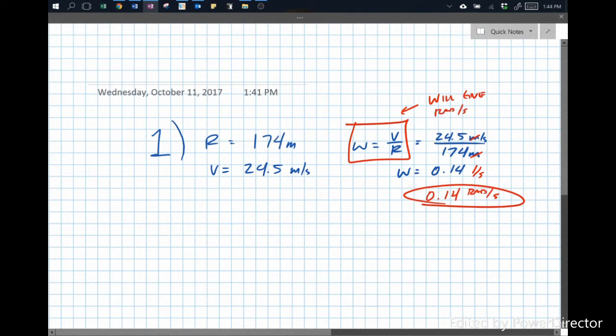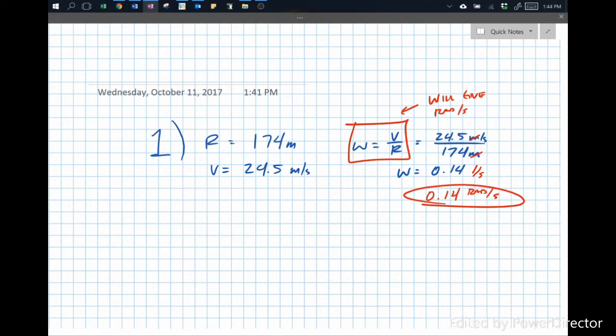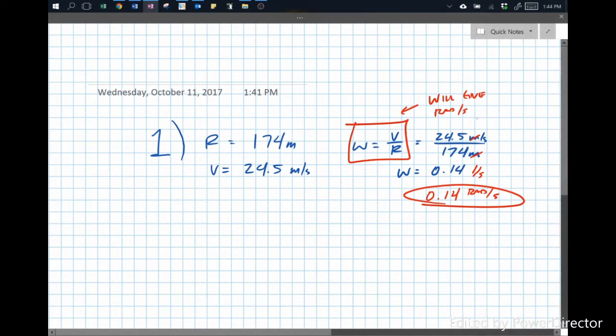We don't have to worry about that. We don't have to make any sort of conversion if it doesn't specifically say revolutions in what we're doing. And a lot of you were making that conversion after you got 0.14 radians per second. You went ahead and multiplied it by 2 pi and divided it by 60. We were already where we needed to be. So be careful with the units that you're given, and remember that a 1 over second is the same thing as a radian per second.